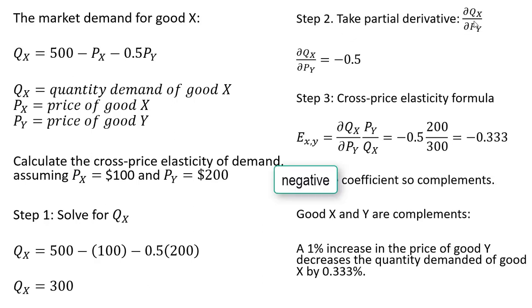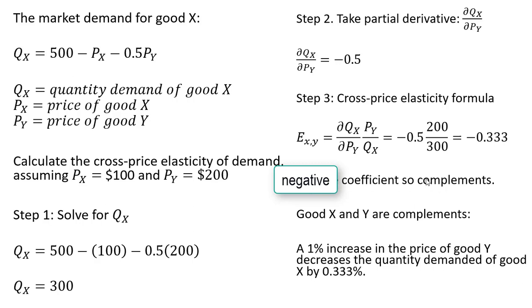Step two, we're going to take the partial derivative. So as before, all this is the coefficient in front of the P subscript Y term. This time it's negative, so we're going to bring that negative along here, so it's minus 0.5. The formula again is three things: the partial derivative result, the price of good Y, divided by the quantity of good X. So making our substitutions here. Again, the quantity this time is 300, so that's down here in the denominator. So minus 0.5 times 200 is minus 100, divided by 300. We get a cross-price elasticity here of minus 1/3, or minus 0.333.